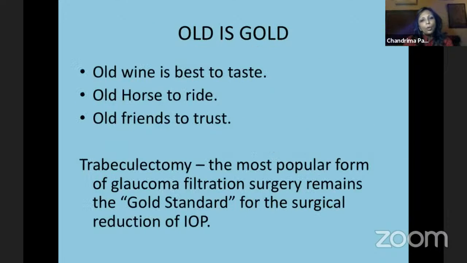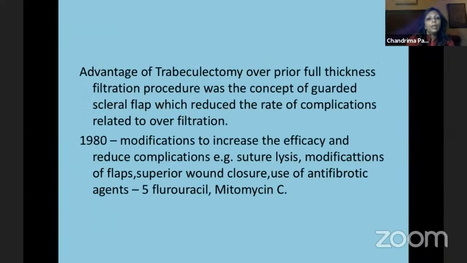So as they say, old is gold, old wine is the best to taste, old horse to ride, and old friends to trust. So also trabeculectomy, as I told you, is the most popular form of glaucoma filtration surgery and remains the gold standard for surgical reduction of the intraocular pressure. The advantage of trabeculectomy over prior full thickness filtration procedures was the concept of the guarded scleral flap, which reduced the rate of complications related to overfiltration.